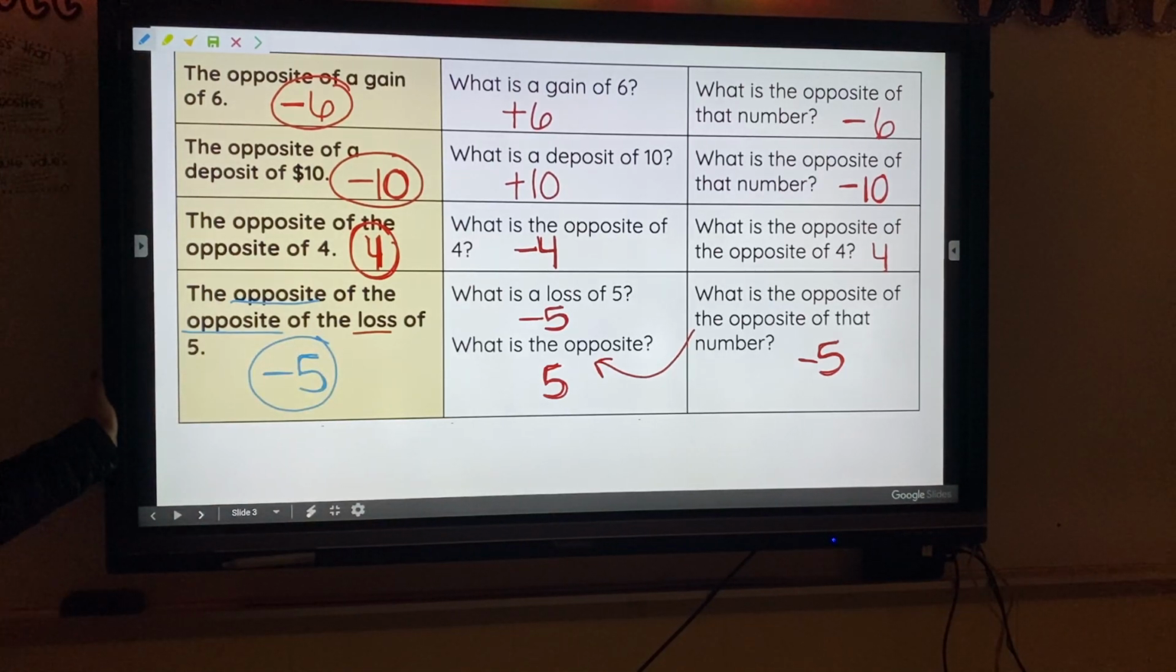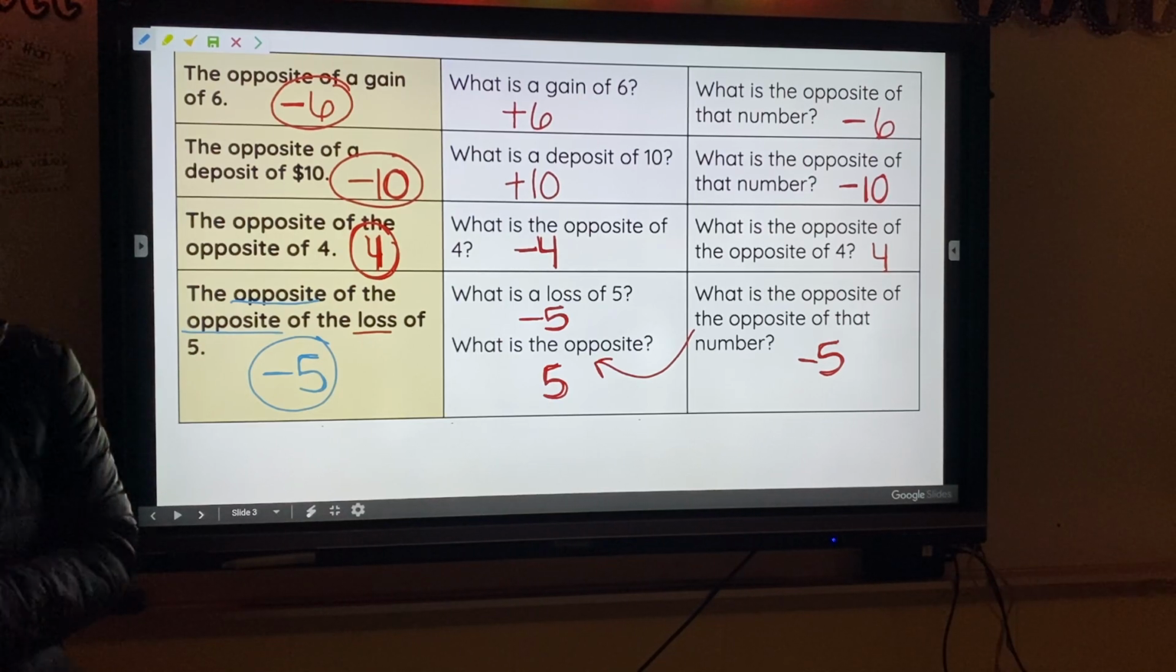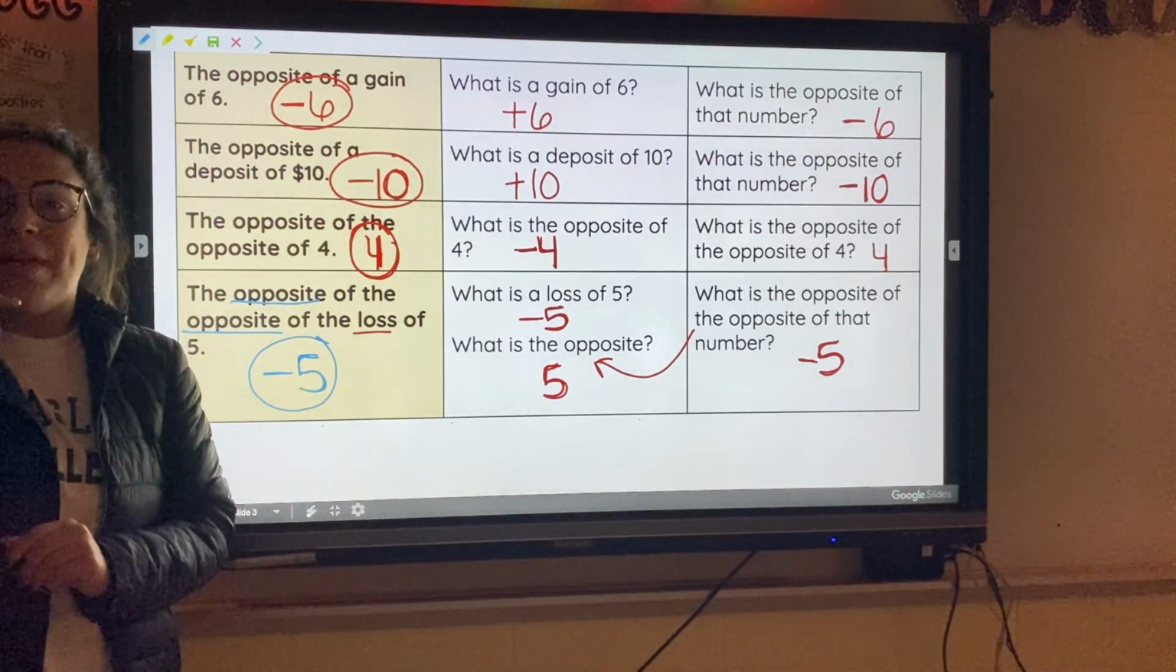And you'll be doing more practice with this at the end of this, and we'll probably do more practice with this again, if not tomorrow, the next day. All right, so we have one more part to do, and then we'll be done.